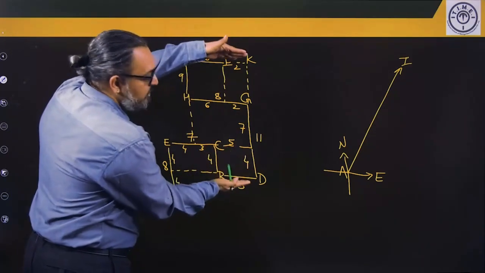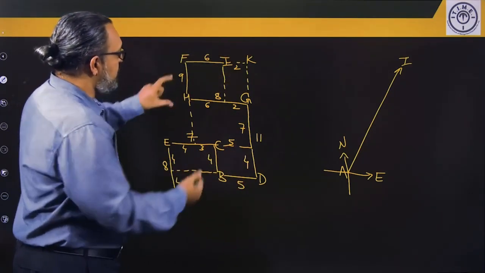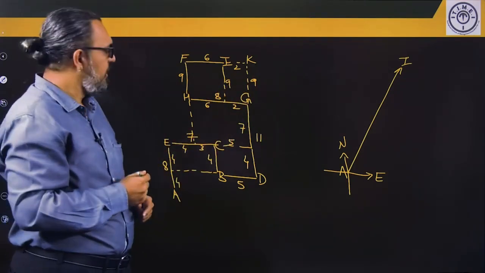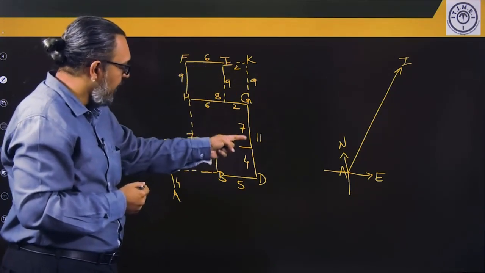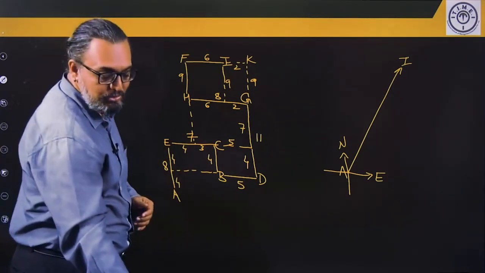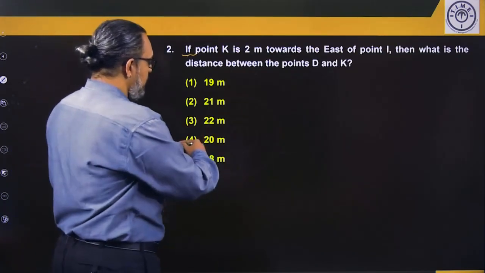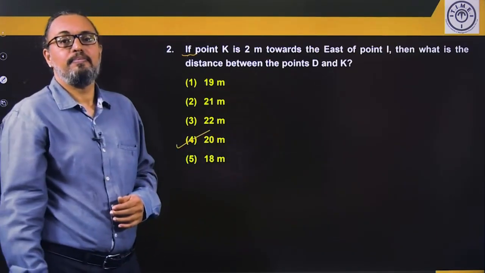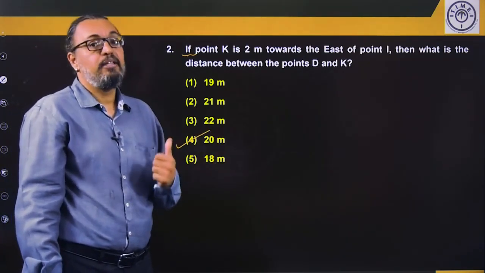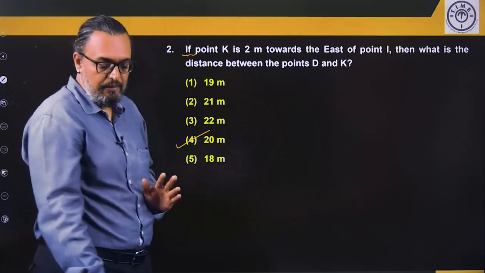Now he is asking what is the distance between the points D and K. You simply have to count. Now we know this is 9. So this is 9 and this is also 9. Parallel lines. So we have a 9 and then we have an 11. So 9 plus 11 is 20. So the distance between the points D and K is 20. That is there in choice 4. Understood that? Okay. You will get your answers guaranteed if you take the instructions and appropriate distances correctly.